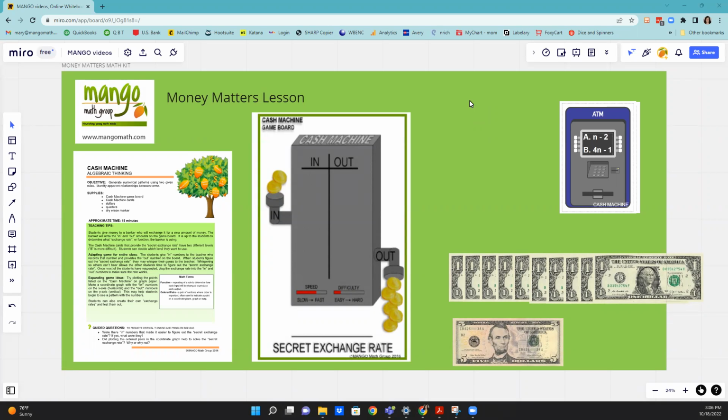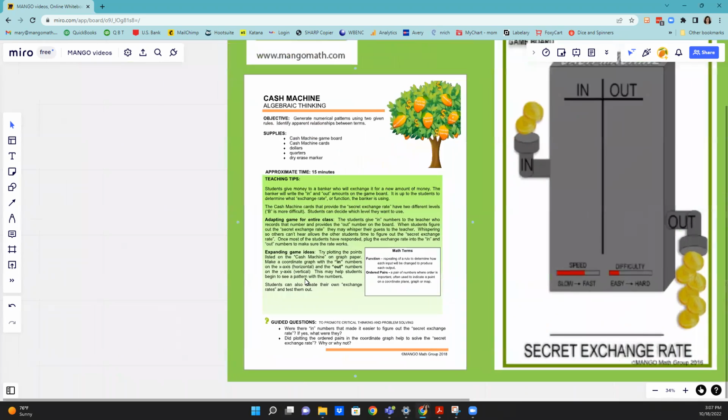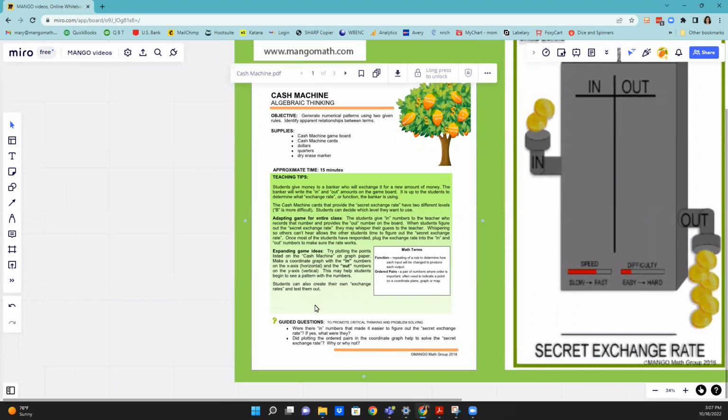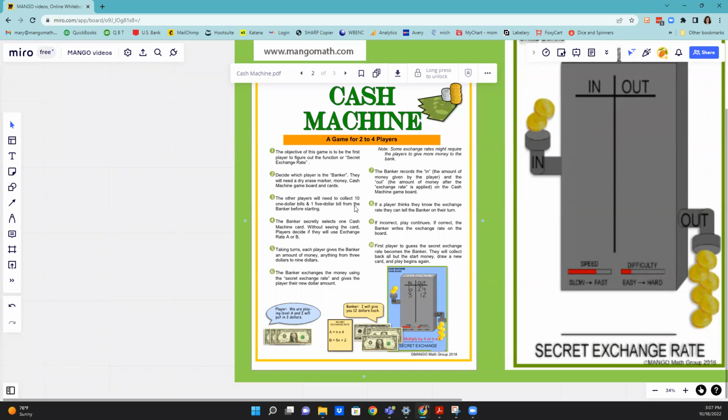This lesson is called Cash Machine, and it's actually a function machine, an algebra type problem. On the information sheet provided in the packet, the front has the directions for the adult with objectives, supplies, teaching tips, and guided questions, as well as some math terms. And on the back side are the directions on how to play the game.